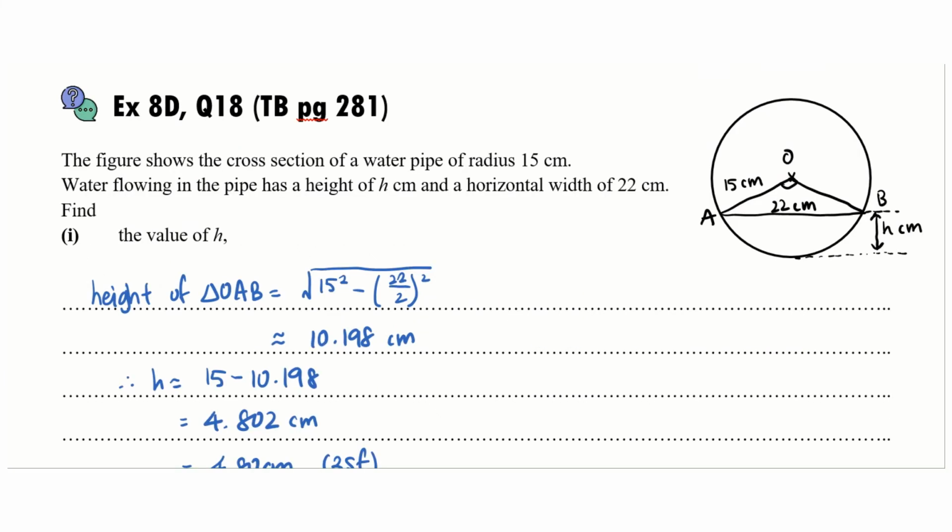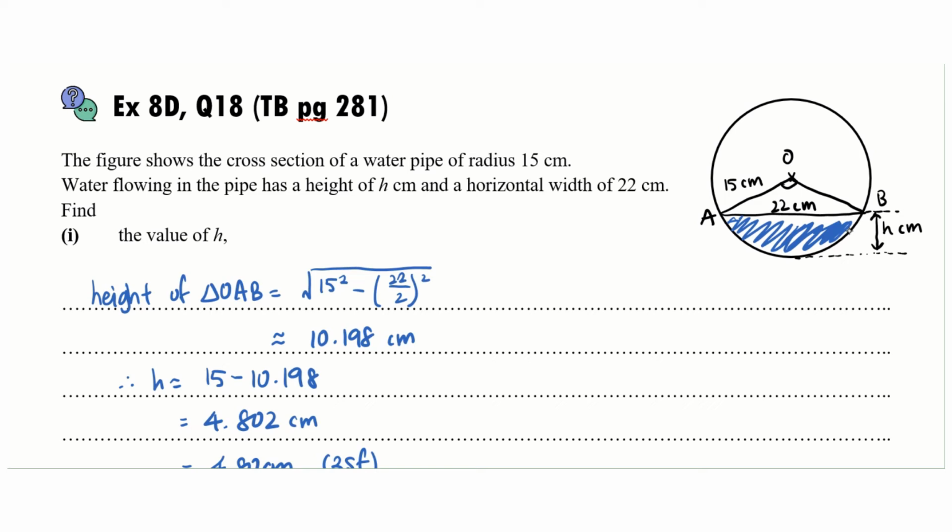Now we take a look at exercise 8D question 18, where the figure shows the cross-section of a water pipe of radius 15 cm. Water flowing in the pipe has a height of h cm and horizontal width of 22 cm. So the water is in this area here, because water will abide by gravity. When we have a round pipe, it should be all the way at the bottom first. So in part 1, we want to find out the value of h.